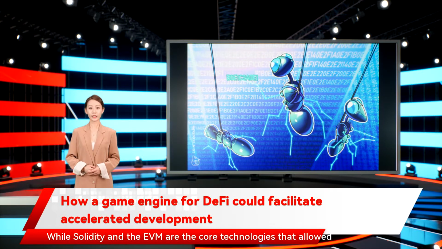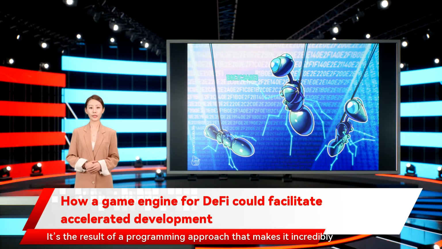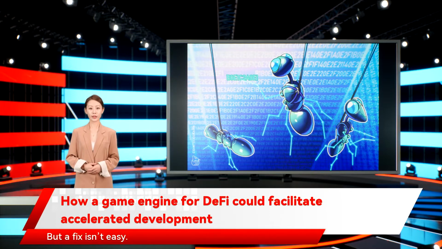While Solidity and the EVM are the core technologies that allowed Ethereum to unquestionably be DeFi's pioneer, pioneers are also the ones to make all the mistakes. Ever wonder why it feels like there are a never-ending series of DeFi hacks and exploits today? It's the result of a programming approach that makes it incredibly hard to manage tokens securely. Because when Ethereum was being designed, DeFi didn't exist. But a fix isn't easy.